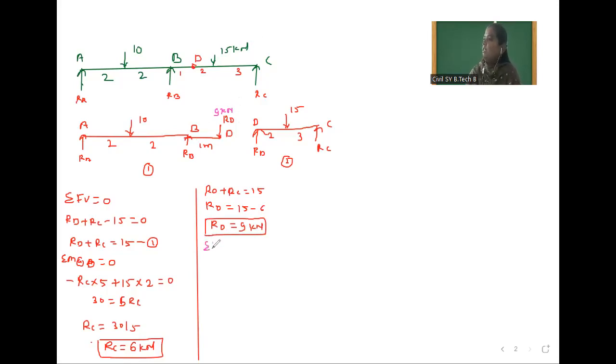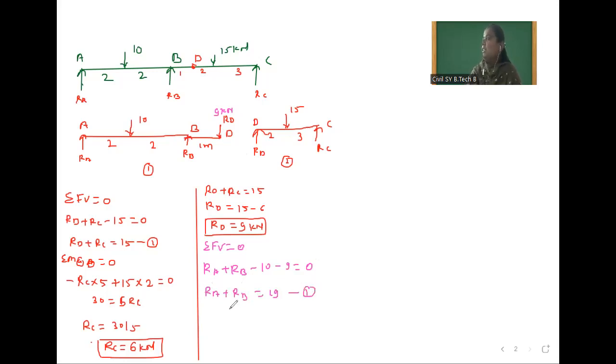Again, we will apply summation FV which is equal to 0 for this first beam. So here RA plus RB minus 10 minus 9 which is equal to 0. The value of RD. So RA plus RB which is equal to 19.